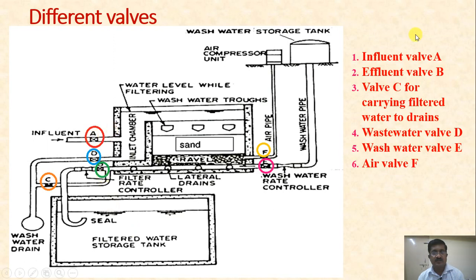Valve A, you can see, is the influent valve, from where water enters into the sand filter. Then second is the effluent valve B, which is the filtered water valve, you can see. Then valve C is for carrying the filtered water out to the drains.